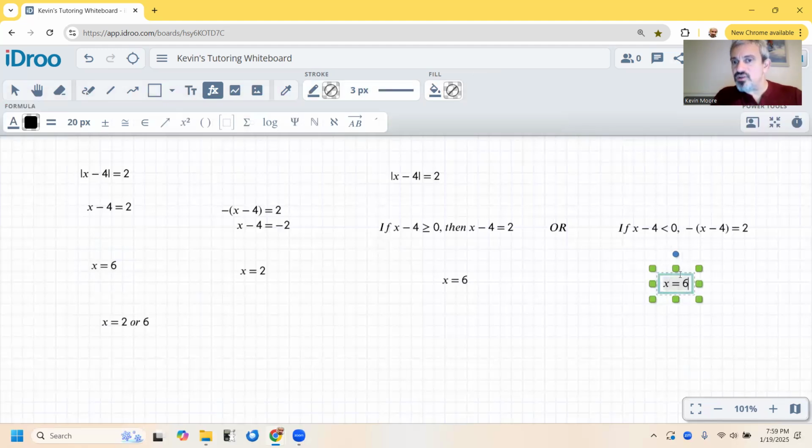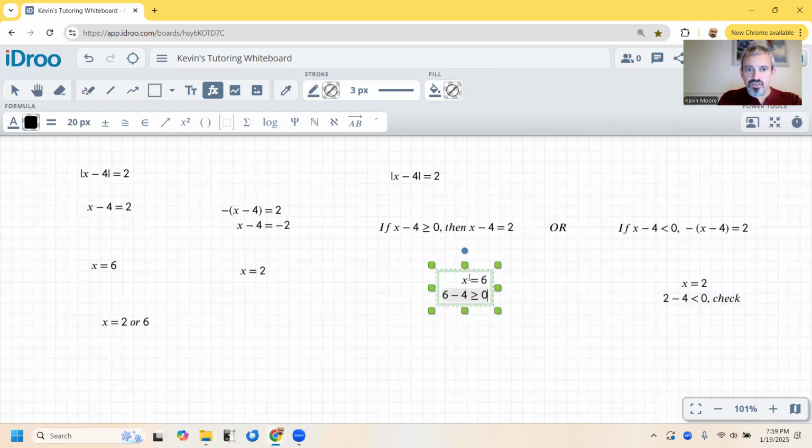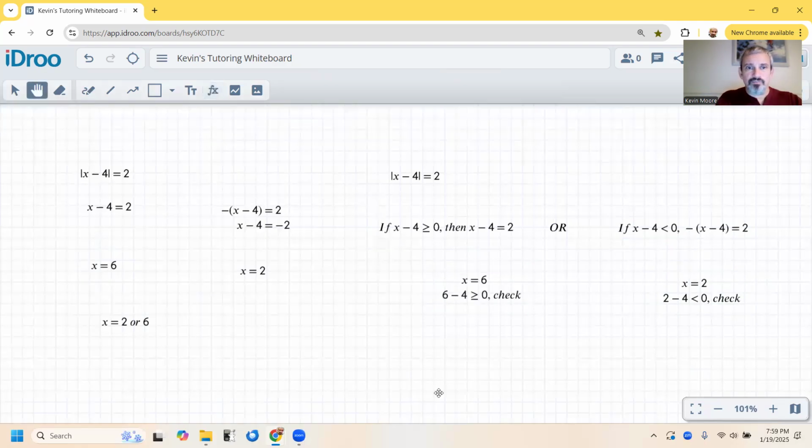And we have to make sure that these answers meet these requirements. In this case, 2 minus 4 is less than 0. That checks out. In this case, 6 minus 4 is greater than or equal to 0. Also checks out. So those are solutions. Let's try a slightly different one here.